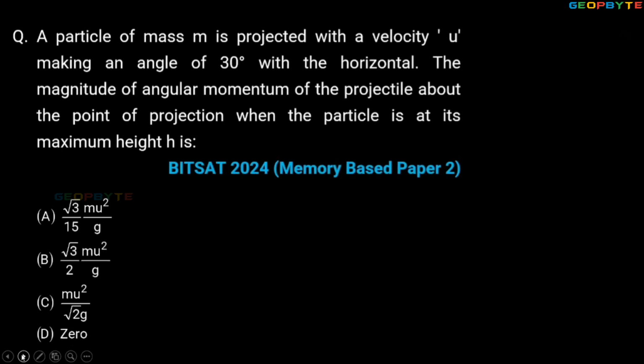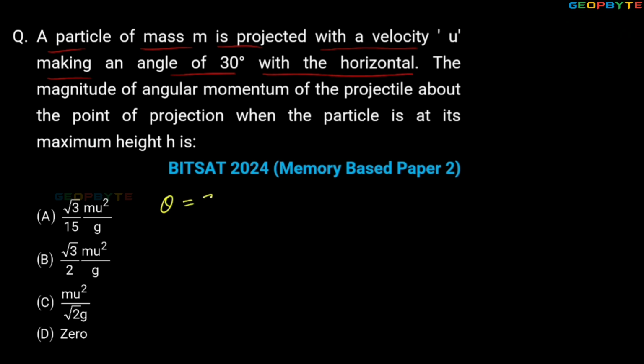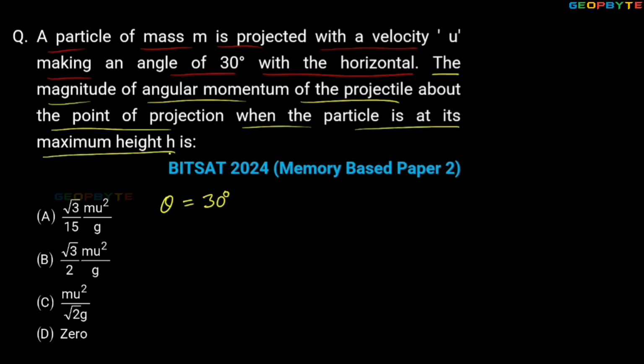Similarly, let us take another important problem. Okay, look at the screen. It is asking like this. A particle of mass m is projected with a velocity u, making an angle of 30 degrees with the horizontal. Given angle of projection theta equal to 30 degrees. The magnitude of angular momentum of the projectile about the point of projection when the particle is at its maximum height. What is the angular momentum about its point of projection when the particle is at the maximum height?